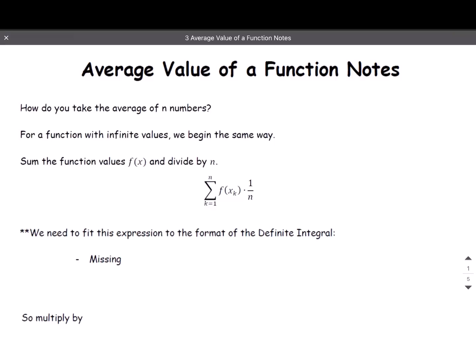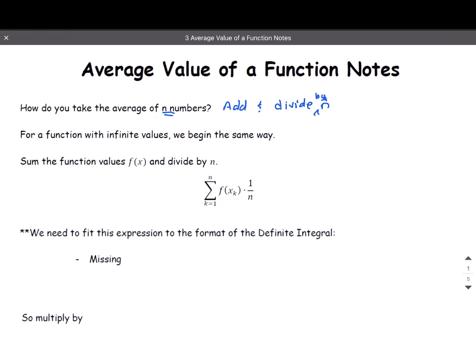Today we're going to talk about the average value of a function. Before we talk about that, just think about it. How do you take the average of n numbers? You would add them up and divide by the number of numbers, which in this case would be n. So you would divide by n. That's easy enough.